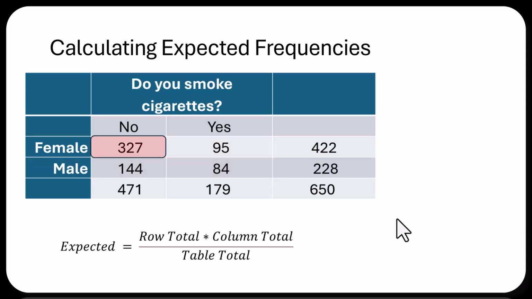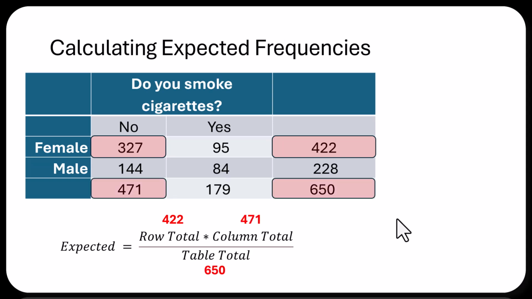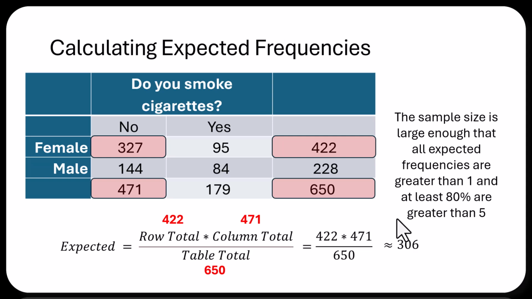So let's begin. Let's start by calculating the expected frequency for the females who said they don't smoke. So our row total for this box is 422. The column total is 471. And the table total, meaning the total number of people who were surveyed, was 650. So we're going to have 422 times 471 divided by 650, and that gives us about 306. So clearly 306 is greater than 5, so this requirement has been met. We're going to continue this process with the other 3 boxes.